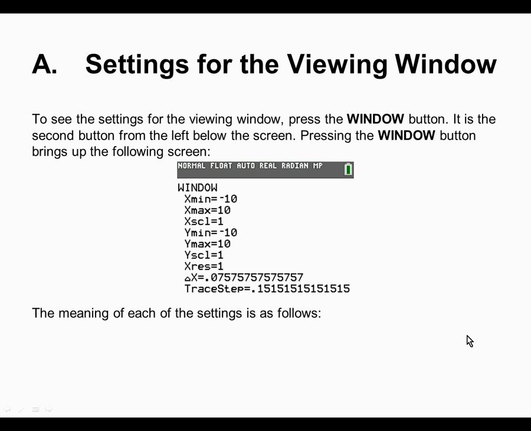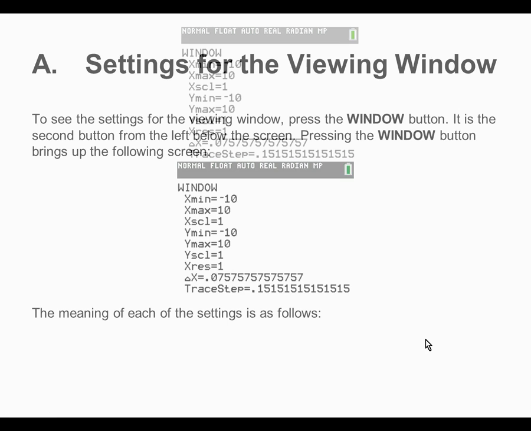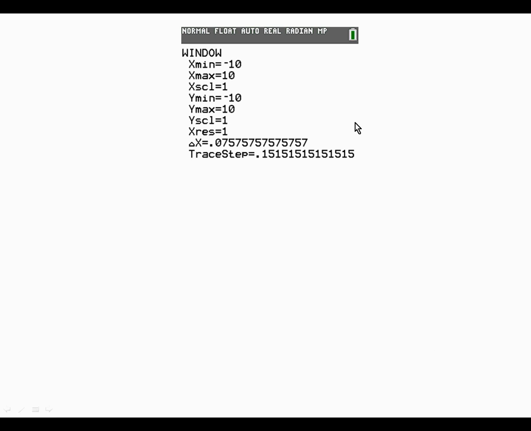Now, the meaning for each of the settings is as follows. So we're going to run through what each of these mean. And again, really, these bottom three should never be messed with. So again, there's our window settings.